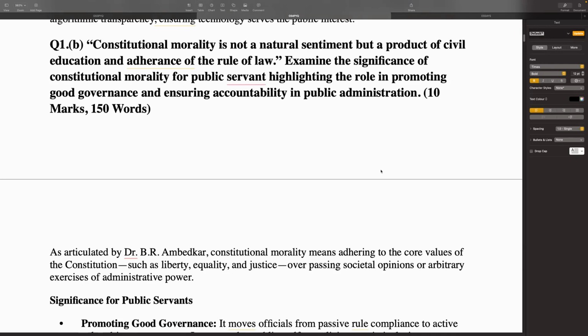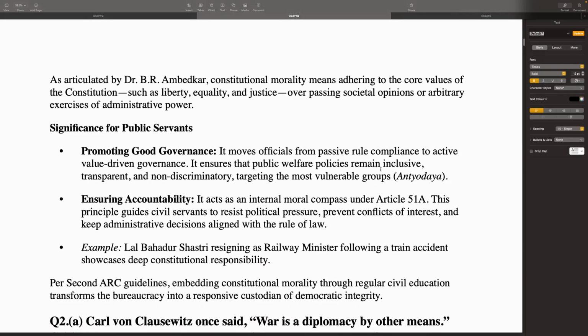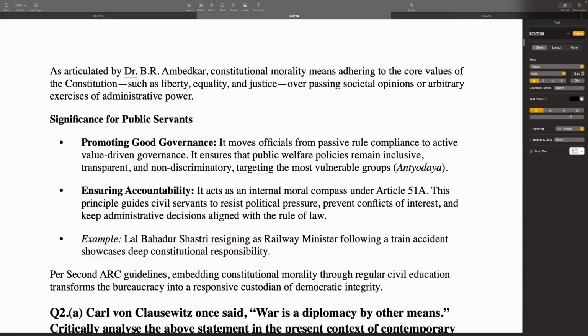Constitutional morality is not a natural sentiment but a product of civil education and adherence to the rule of law. Examine the significance of constitutional morality for public servants, highlighting its role in promoting good governance and ensuring accountability in public administration. As articulated by Dr. B.R. Ambedkar, constitutional morality means adhering to the core values of the Constitution, such as liberty, equality, justice, over passing societal opinions or arbitrary exercises of administrative powers.